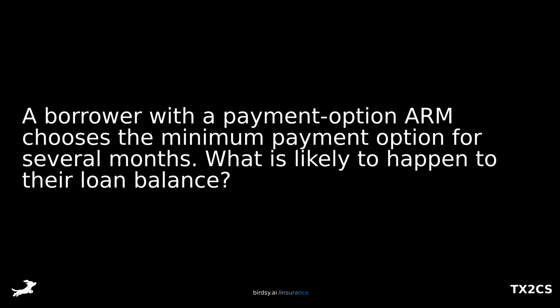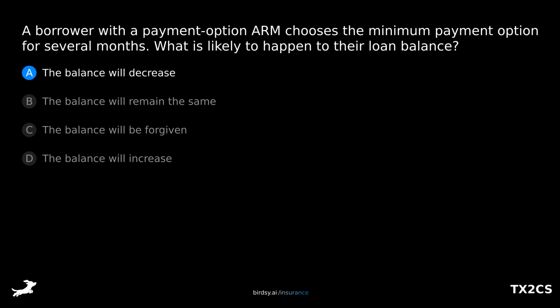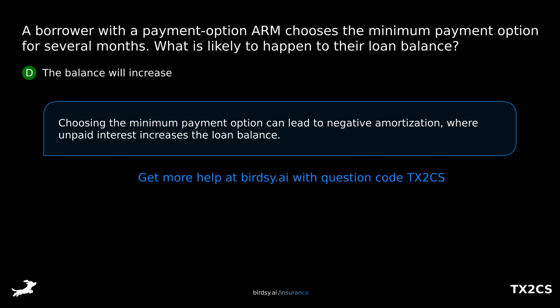A borrower with a payment option ARM chooses the minimum payment option for several months. What is likely to happen to their loan balance? Is it A, the balance will decrease, B, the balance will remain the same, C, the balance will be forgiven, or D, the balance will increase? The answer is D, the balance will increase. Choosing the minimum payment option can lead to negative amortization, where unpaid interest increases the loan balance.